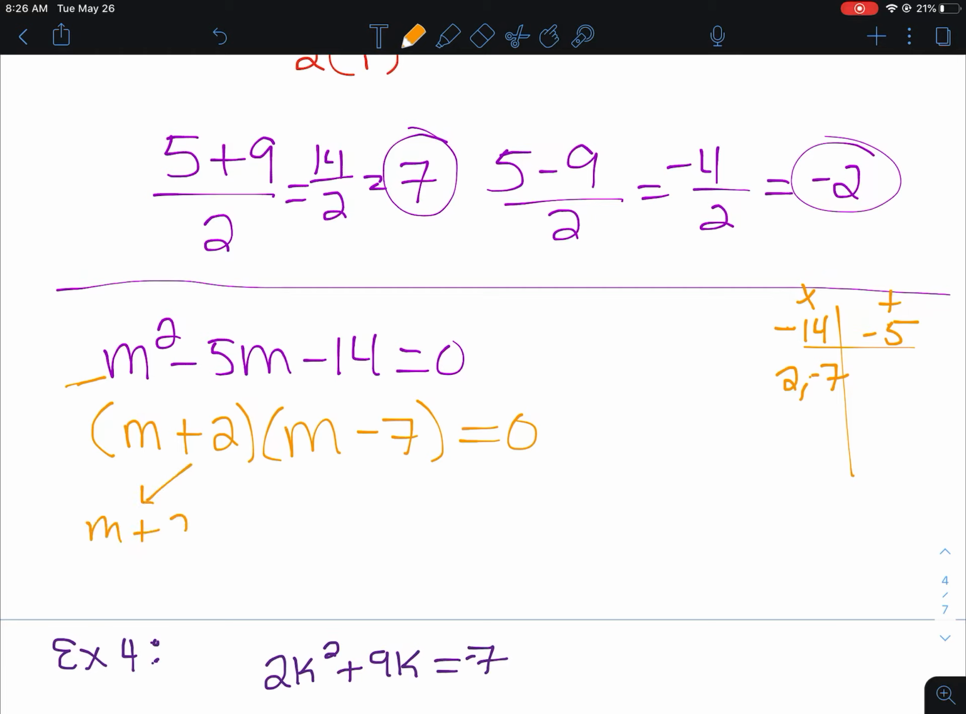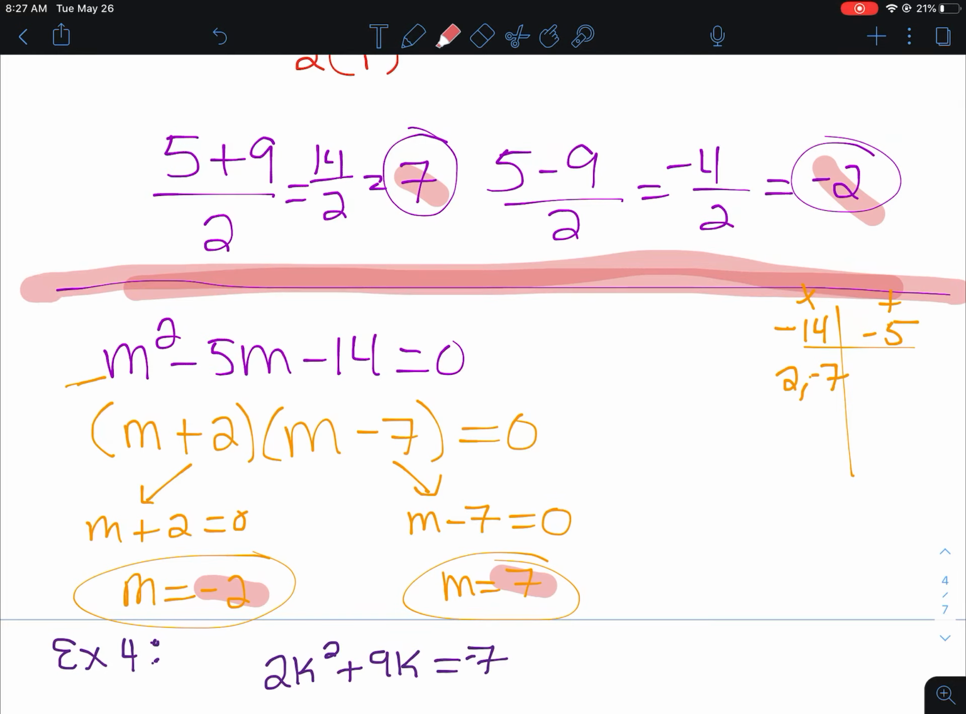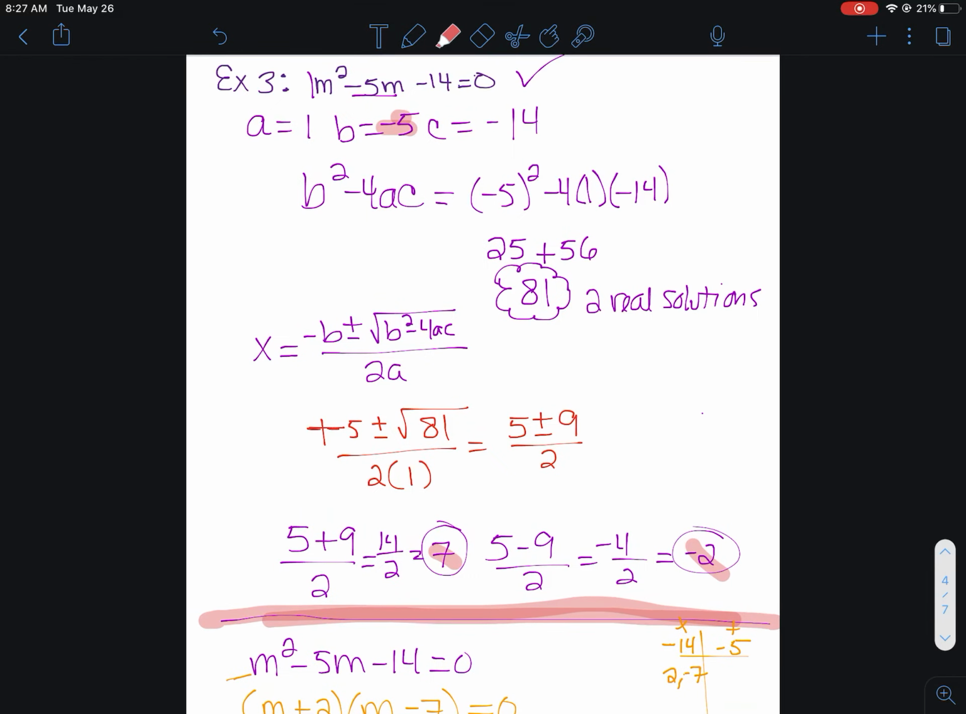And then using your zero product property, if m plus 2 has to equal 0, then m equals negative 2. And if m minus 7 is equal to 0, then m equals 7. Well, wouldn't you know, these values are the same two values we just got up here, right? This factoring is a lot faster. So this is one of those cases, if you know how to factor, if you recognize the factoring, go ahead and try that first. It's going to save you a lot of legwork.